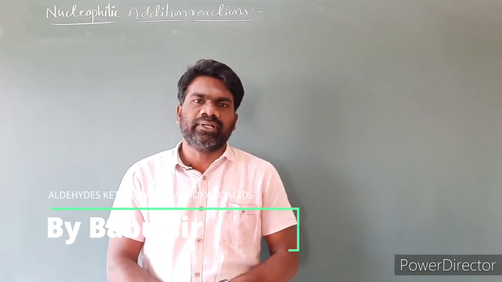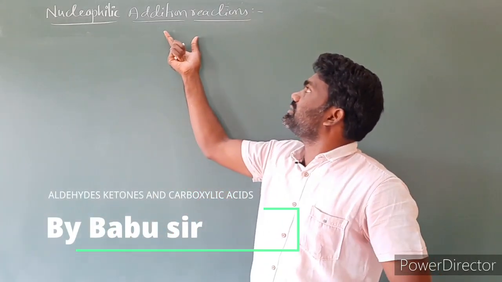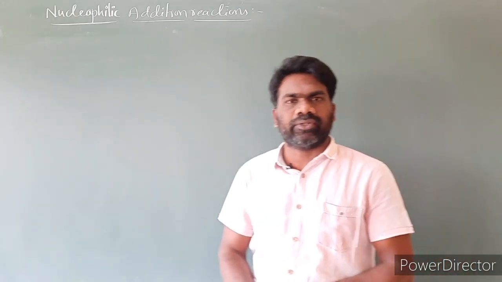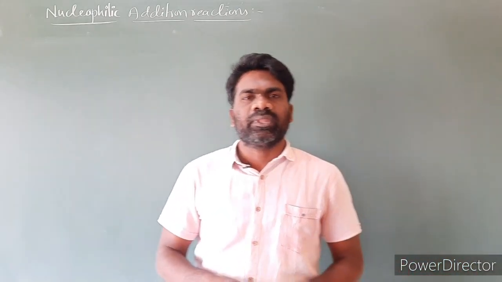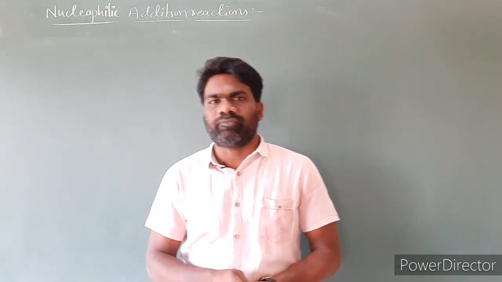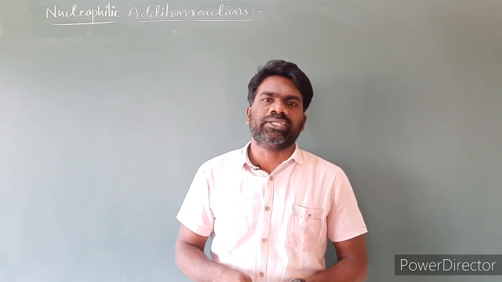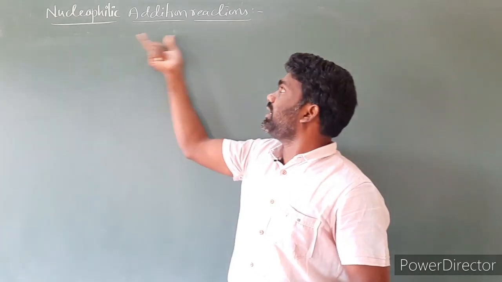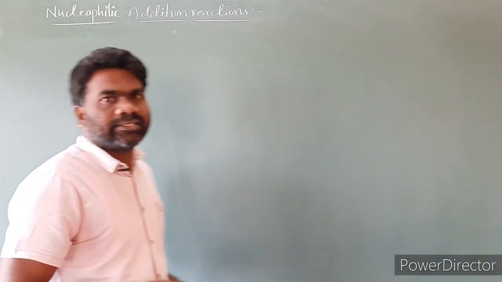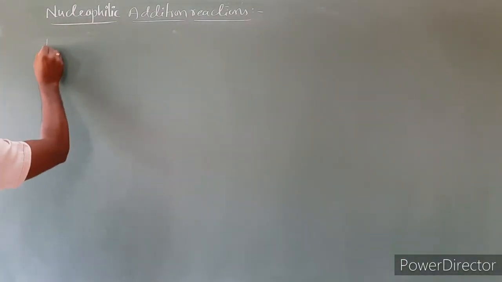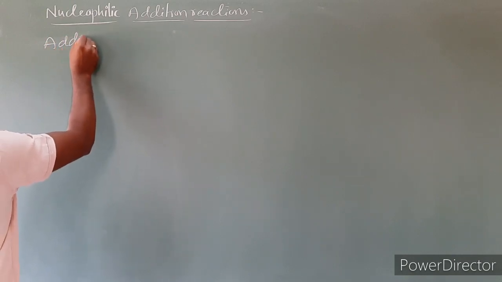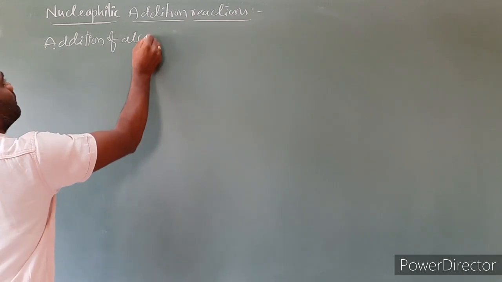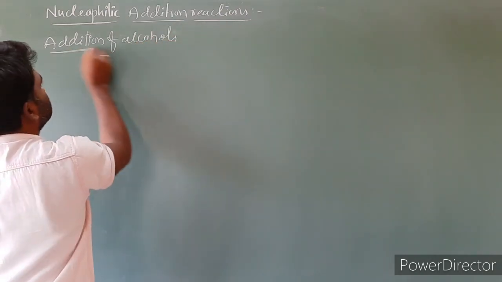In the last class you learned some nucleophilic addition reactions of aldehydes and ketones. They are: the first one is addition of hydrogen cyanide, the second one is addition of sodium hydrogen sulfite, and the third one is addition of Grignard reagents. Today we have the continuation topic, nucleophilic addition reactions. The next reaction is addition of alcohols.